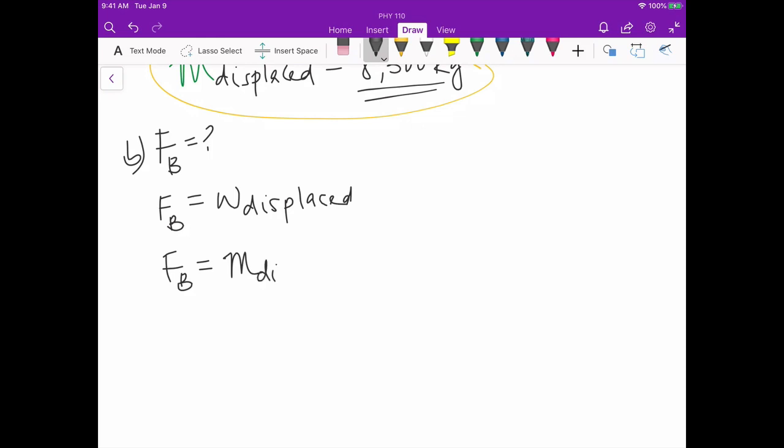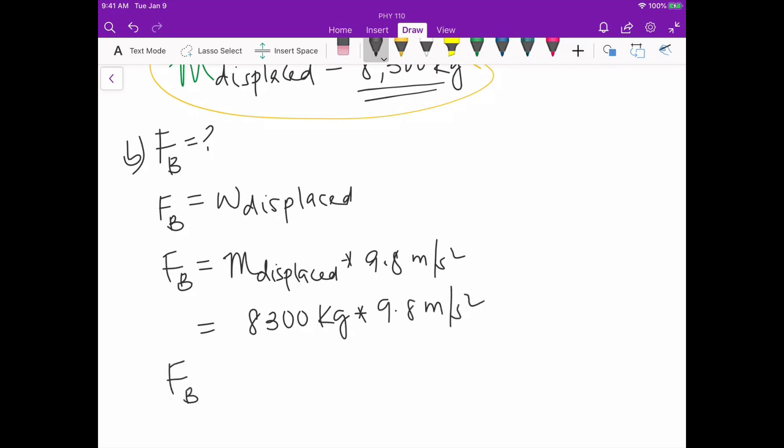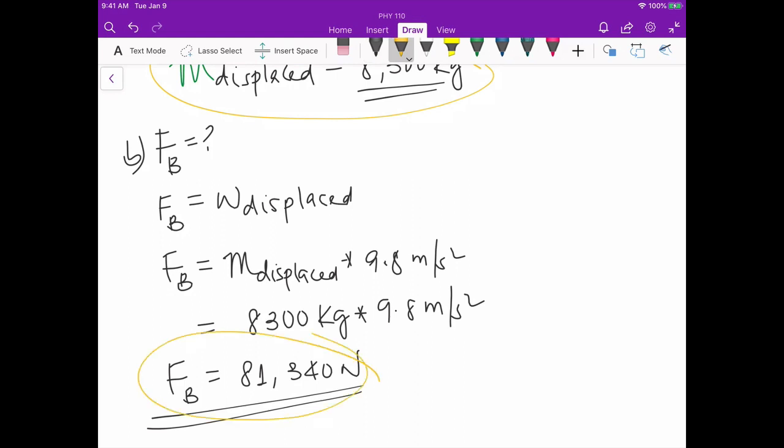So the mass displaced multiplied by gravity. You can take 10, you can take 9.8. It's up to you. That's for your g. And the mass, we already calculated, 8,300 kilogram. Multiply that by 9.8 meters per second squared. Then if you substitute those values, you're going to get about 81,340 Newton. Okay, so always have your calculator in hand. That's how you find the value, and that's what the buoyant force is basically.